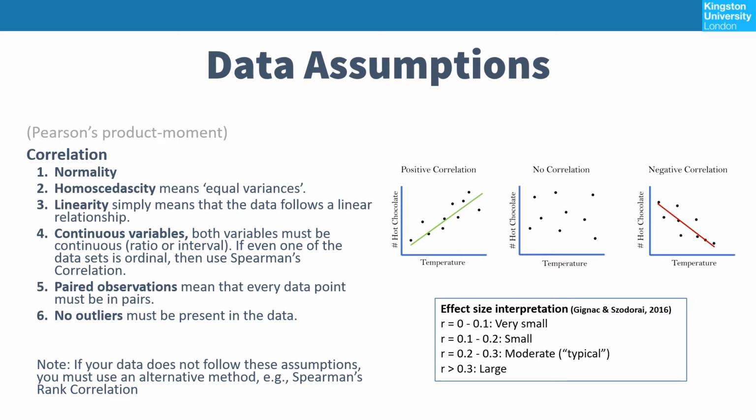That the two variables you're looking at have a continuous distribution. So this means that they must be continuous variables, either of the ratio or interval scale. Importantly, the observations must also be paired, meaning that however many you have in one variable you must have in the other one, otherwise the test will not be valid, and that there will be no outliers within your data set. It is important to note that if you fail any of these assumptions, you cannot use Pearson's correlation.